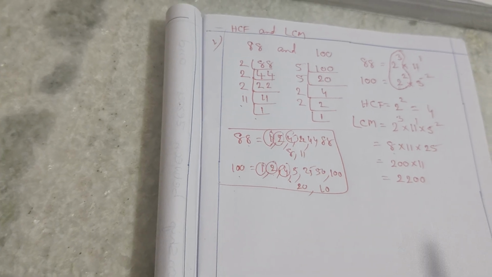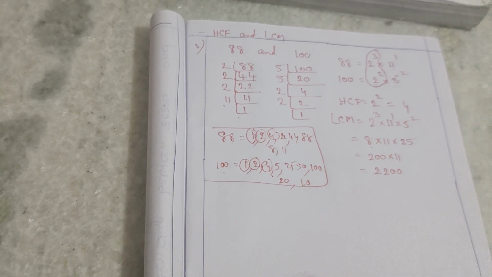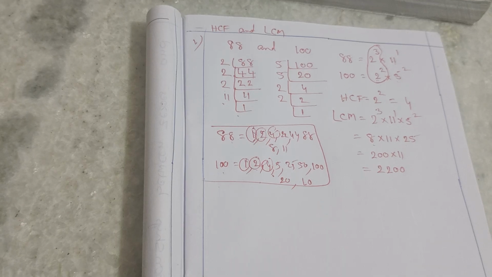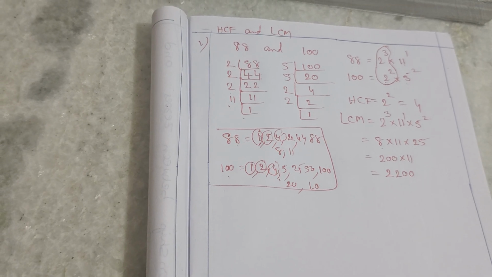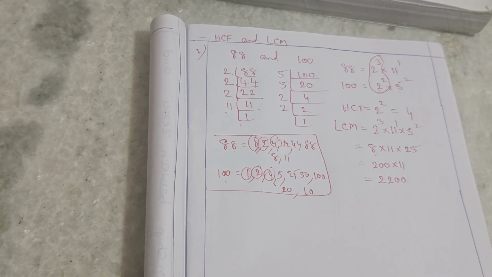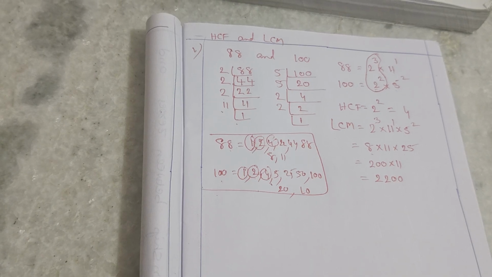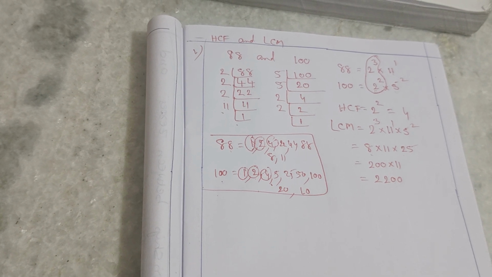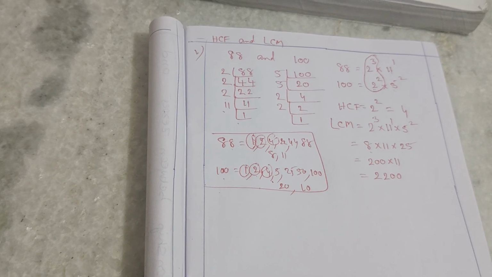Next, here, what is LCM? LCM means least common multiple. That means we have to write all the multiples of 88 and 100. In that, you take the common multiples. In that, you take the least common multiple. Understood? Next, let's go to the next sum.